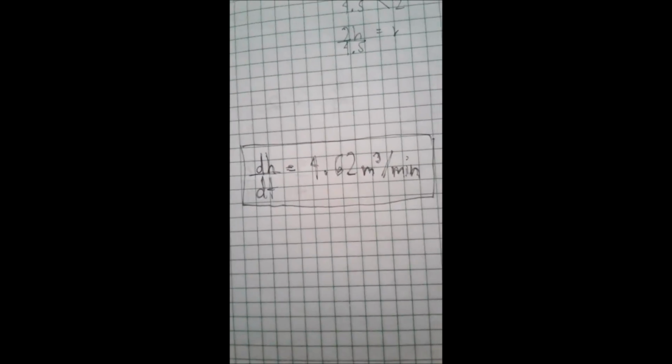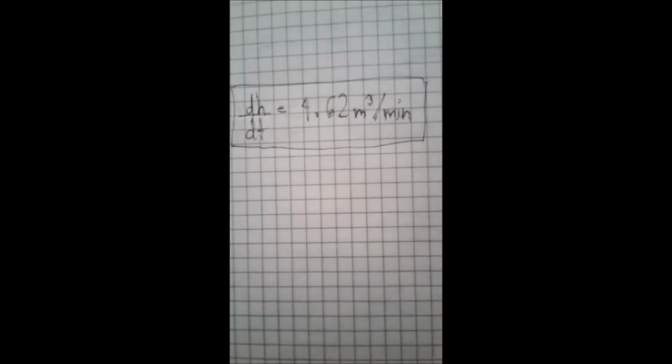Dun dun dun dun. dh over dt equals 4.62 cubic meters per minute. So that's your final answer. To paraphrase the answer, the rate of change at which the water level is 3.5 meters is 4.62 cubic meters per minute. So that's all. Thank you.